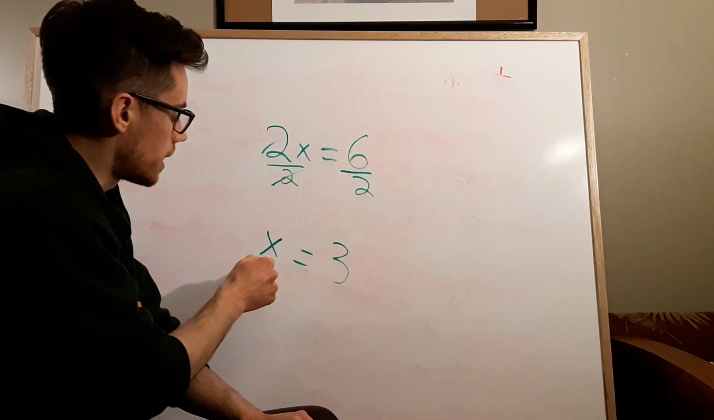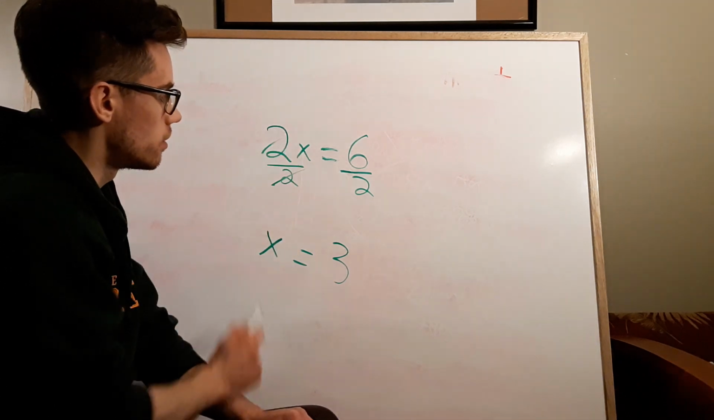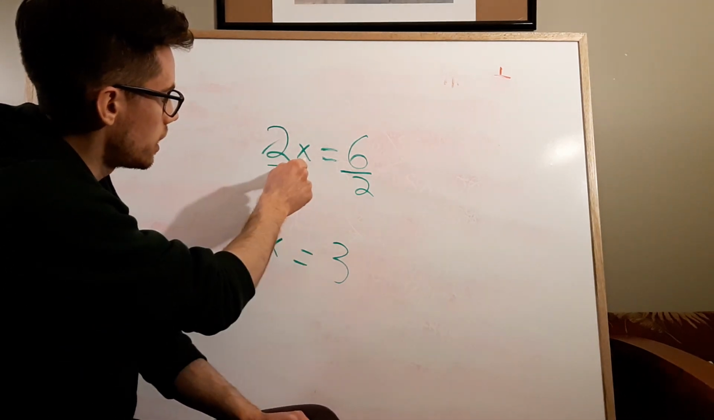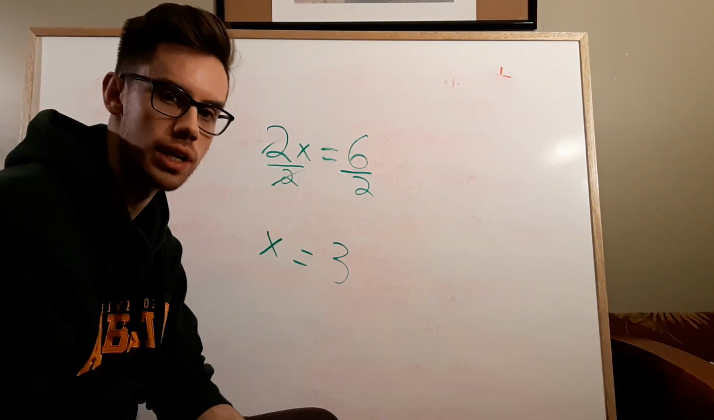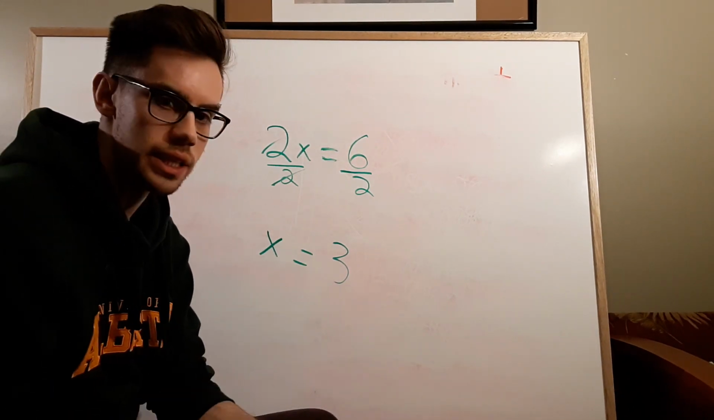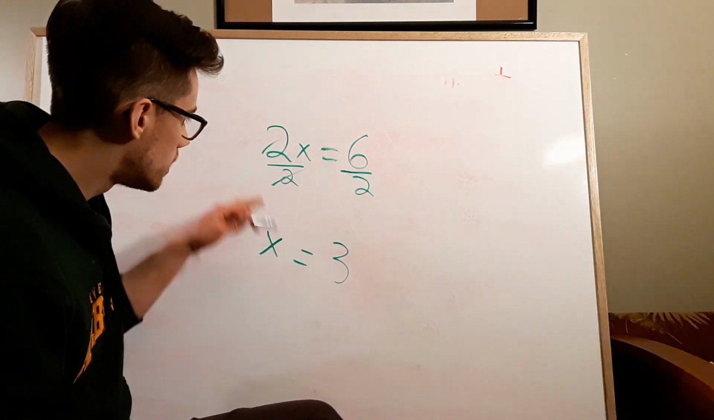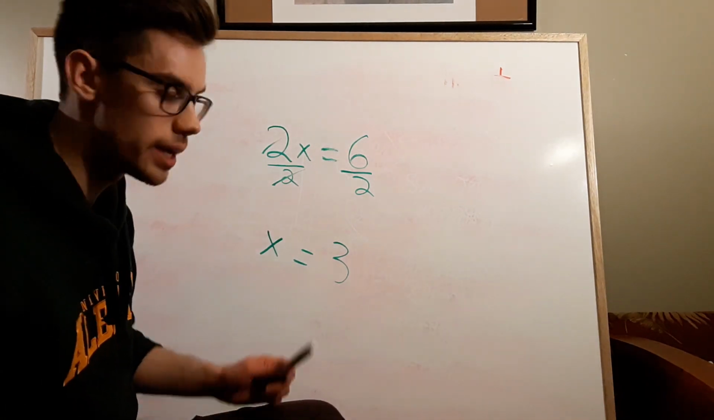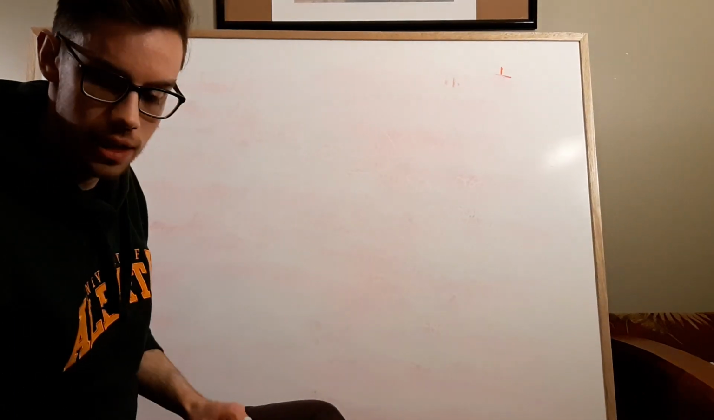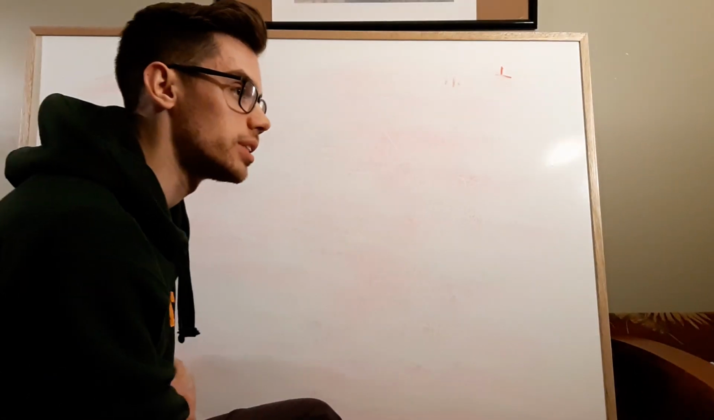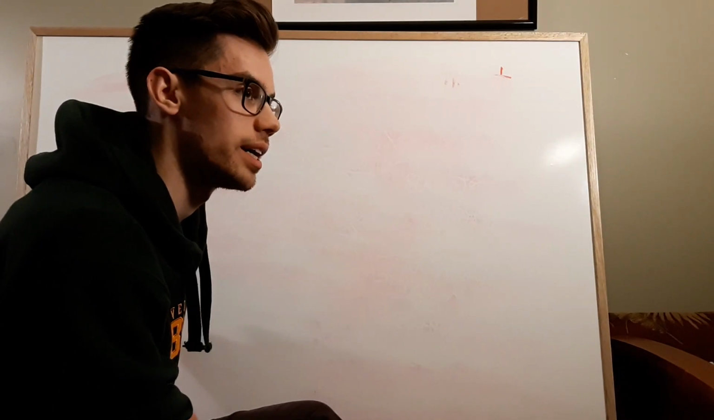So I can check back in the original equation. If x equals 3, does that give me 6? Yes, 2 times 3 is 6. So that was the correct answer. This was an easy little question. We can get more complicated with different numbers. What's an interesting one I could do off the top of my head?